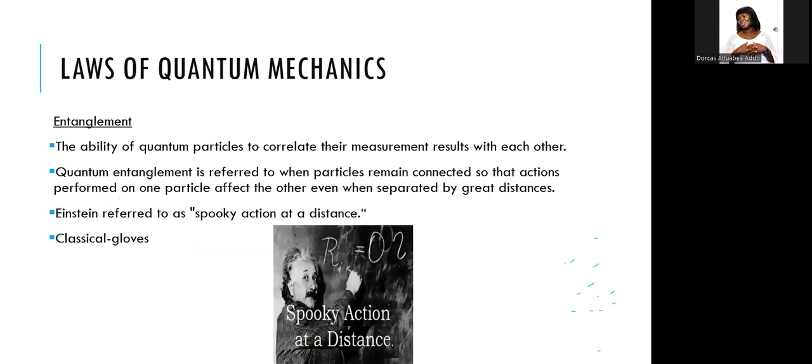And then the next quantum mechanics law that we'll talk about is entanglement. Entanglement is the ability of quantum particles to correlate their measurement results with each other, right?